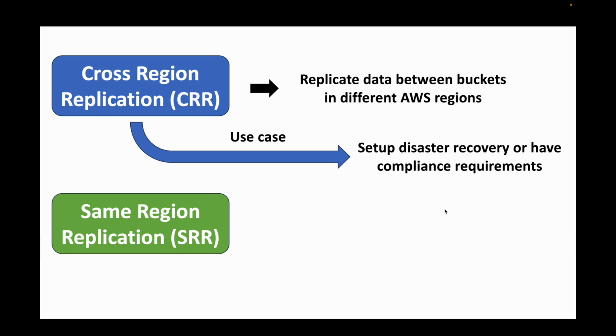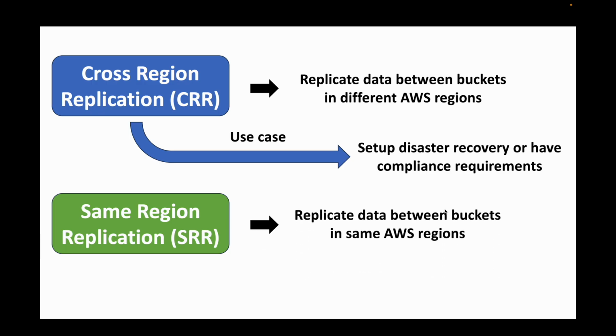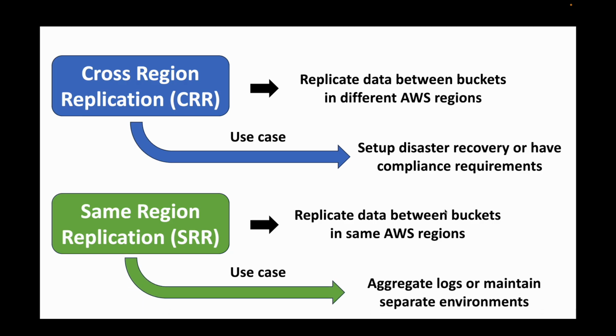And then you have the same-region replication, and you can use this to replicate your objects between your S3 buckets which are in the same AWS region. Like both the buckets are in the Mumbai region. And the use case for this would be if you want to aggregate logs, or you want to separate your production and development environments, then you can go with same-region replication.